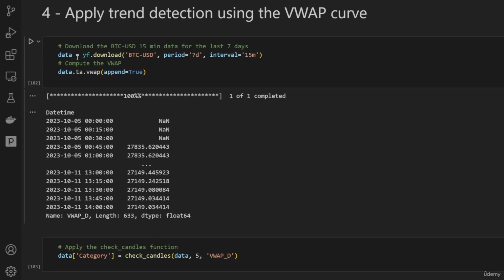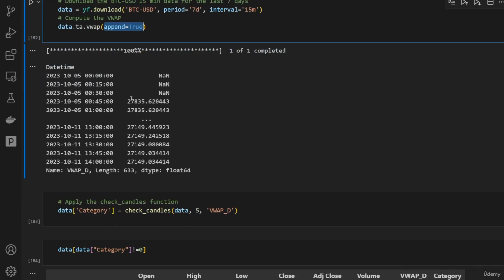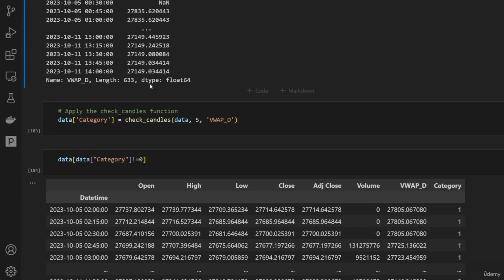So to do this, I'm downloading the data first of all with the interval 15 minutes. So we need a new time frame for the last 7 days, the Bitcoin and US dollar, always using YFinance for now. And then I'm adding to my data frame, using the technical analysis package, the VWAP, using the VWAP function, and I'm appending it, append equal true. It's going to append these columns provided by the function to the data frame. So this is what it's printing here. So these are the VWAP values.